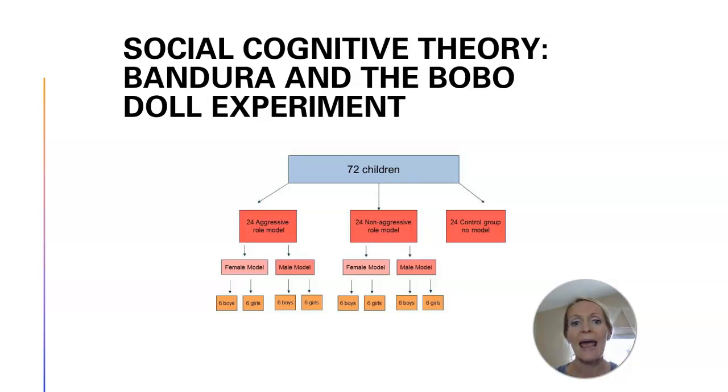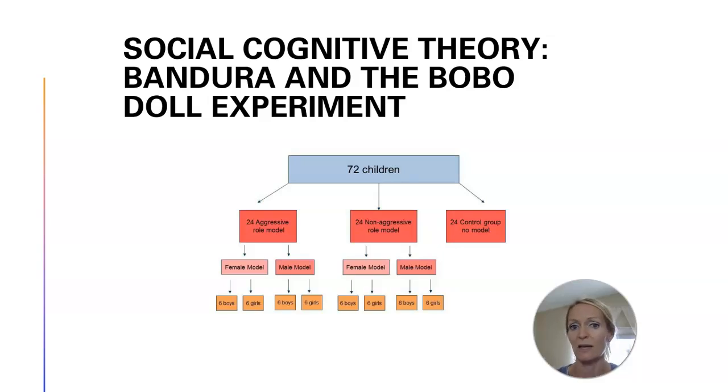And what they found in doing this experiment was that the 24 children who saw the aggressive role model were significantly more likely to display aggressive behaviors with the doll when then left alone with the doll. And so this research suggests that having someone model behavior is much more likely to lead to a child imitating or demonstrating that later.